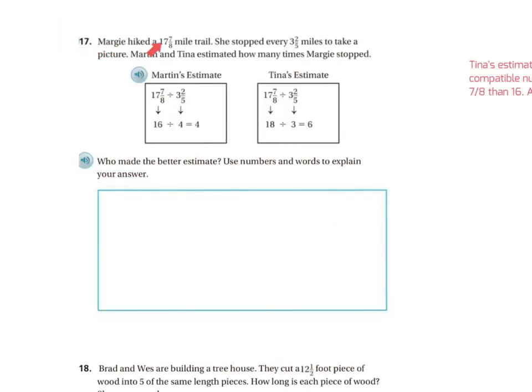17. Margie hiked 17 7/8 mile trail. She stopped every 3 2/5 mile to take a picture. Martin and Tina estimated how many times Margie stopped. So as Margie's estimation, she changed 17 7/8 to 16 and 3 2/5 to 4, which gave us 16 divided by 4 to equal 4. Tina, however, made 17 7/8 18 and 3 2/5 3, which made the problem be 6. So who made the better estimate? Use numbers and words to explain your answers.